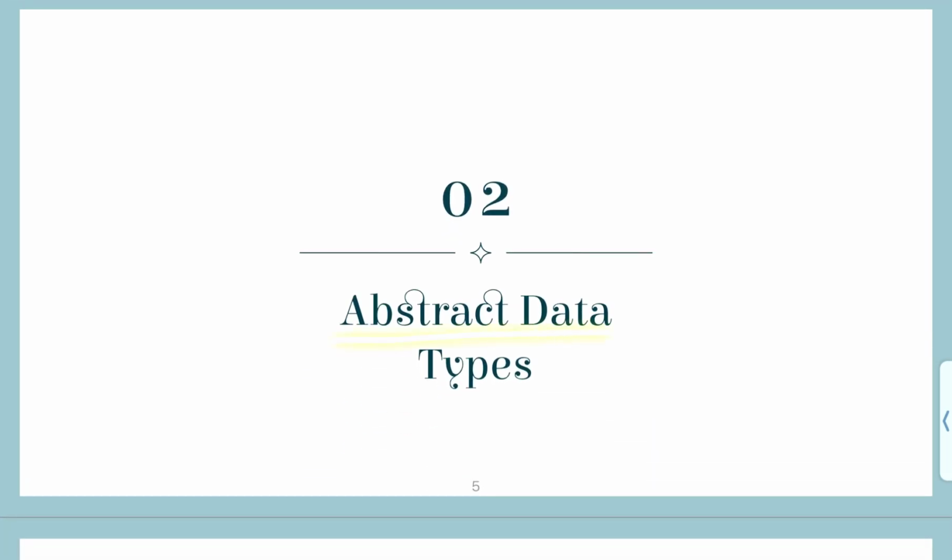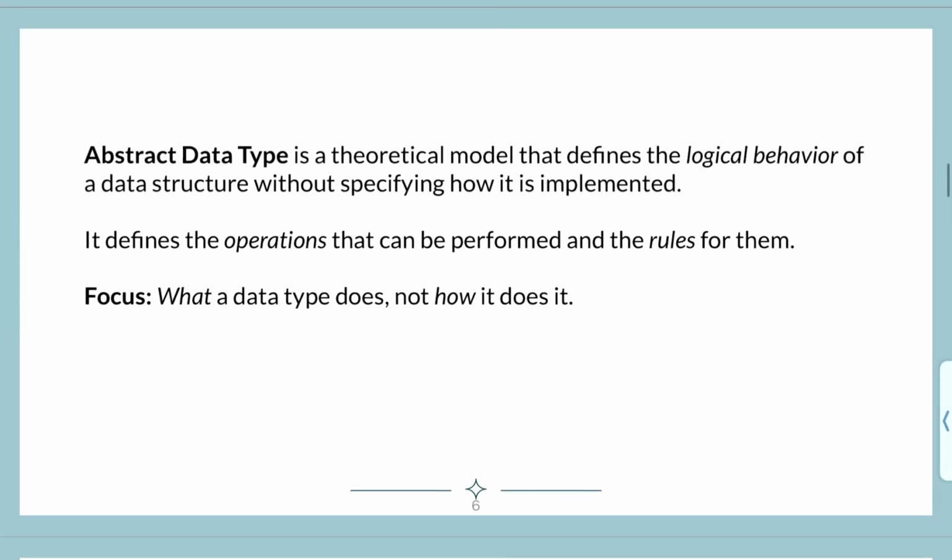Well, that brings us to the second concept, abstract data types. An abstract data type is a theoretical model that defines the logical behavior of a data structure without specifying how it is implemented. Whenever you see the word abstract in computer science, you will have to understand that we are only showing the necessary details to the user.